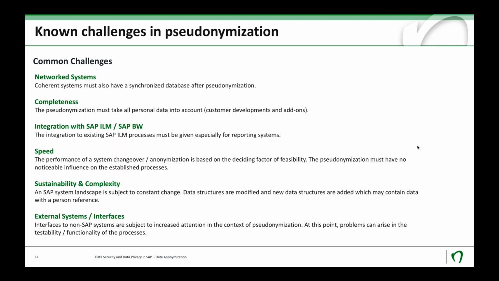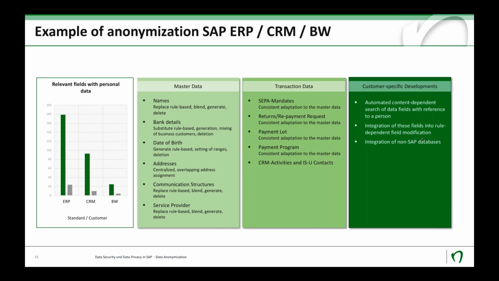One of the most important points here is that non-SAP systems should also be taken into account, because any real-life SAP system landscape has non-SAP systems connected. The solution you implement should be able to anonymize non-SAP systems or databases as well, and provide anonymized data for non-SAP solutions even if there's no interface available. So these are the most important challenges you have to take into account.